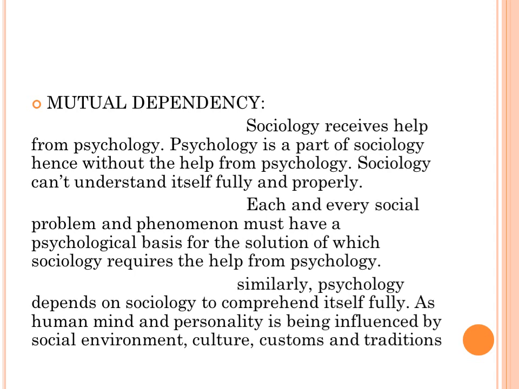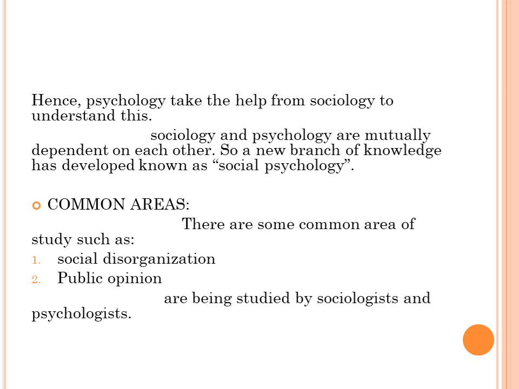As the human mind and personality are influenced by social environment, culture, customs and tradition, psychology takes help from sociology to understand this. Sociology and psychology are mutually dependent on each other, so a new branch of knowledge has developed, known as social psychology. There are some common areas of discussion for both fields: social disorganization and public opinion, which are studied by sociologists and psychologists.